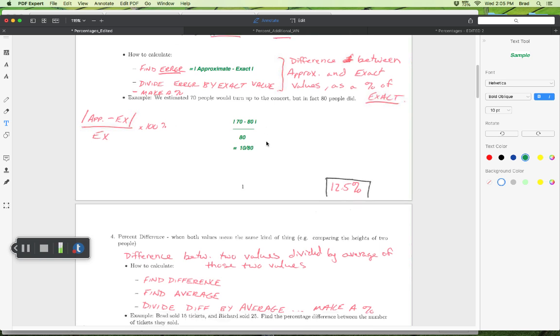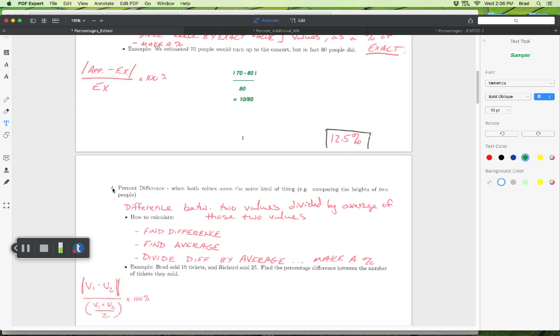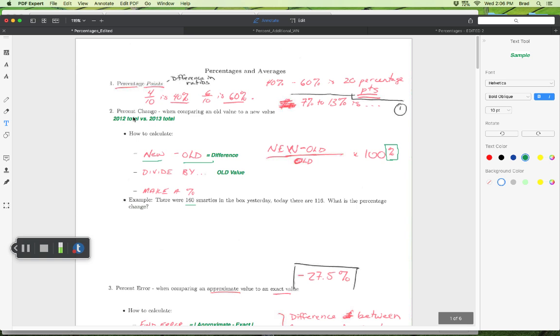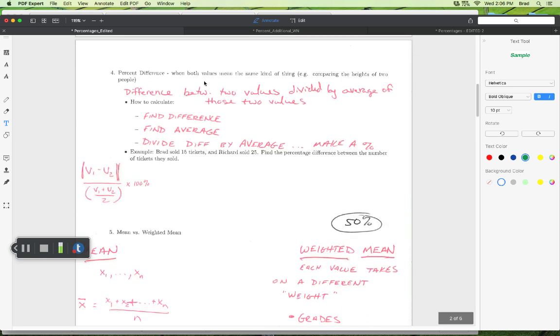All right, number 4, percent difference. When both values mean the same kind of thing, this is where we're going to be using percent difference. So that's a little different than back up here with percent change. Percent change was when comparing an old value to a new value. Percent difference is when both our values mean the same kind of thing. So for example, comparing the heights of 2 people.